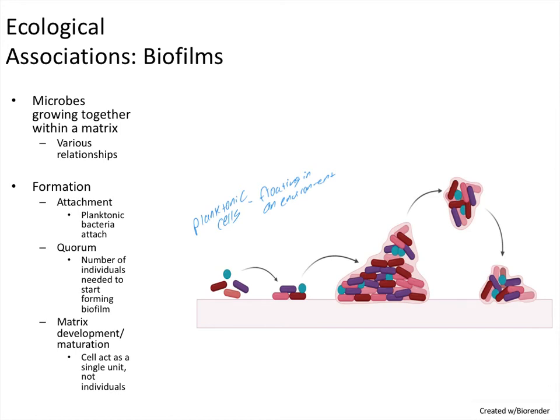As the matrix matures, the cells begin to coordinate their activities and act as a single unit with a single goal, basically. Now remember, these are not conscious organisms. They're not doing this intentionally. It's just that all of the metabolic reactions in these cells start working together. Even though these are individual organisms, they all start coordinating their activities, working together, and this allows them to function as a unit instead of individuals.